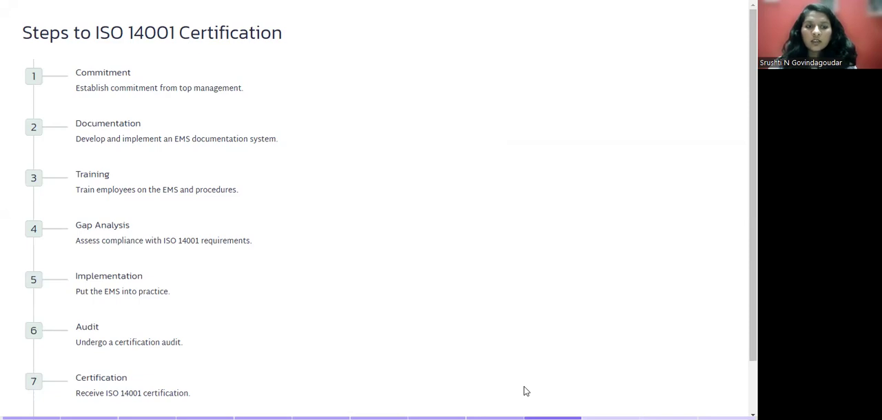Training employees on the EMS procedures. Yet again, training the employees on how the EMS procedures are done is very important. Gap analysis: assess compliance with ISO 14001 requirements. Implementation: put the EMS into practice. Audit: undergo a certification audit. Certification: receive an ISO 14001 certification. These are the steps we can follow to achieve ISO certification.